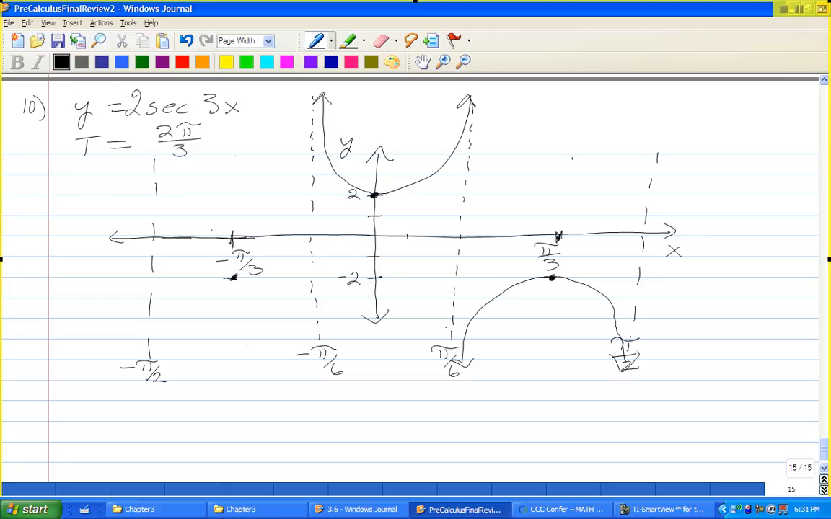So we have this. They're, of course, approaching the asymptotes. And that's what secant looks like. What 2 secant 3x looks like. Any questions about that?